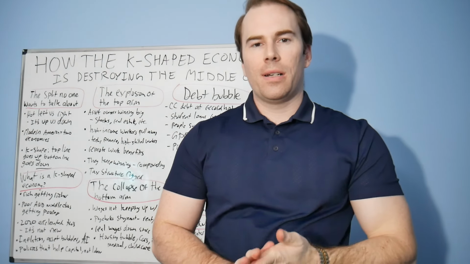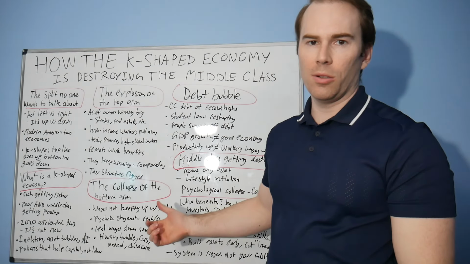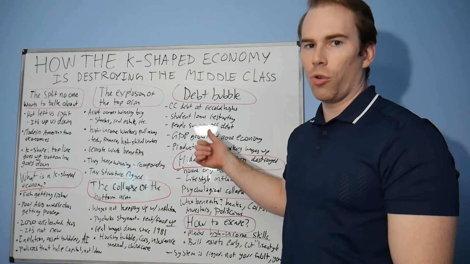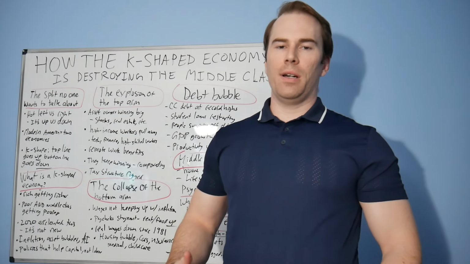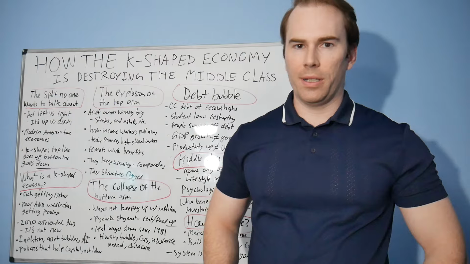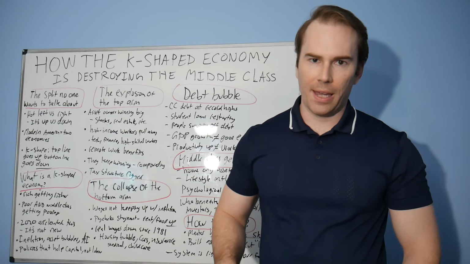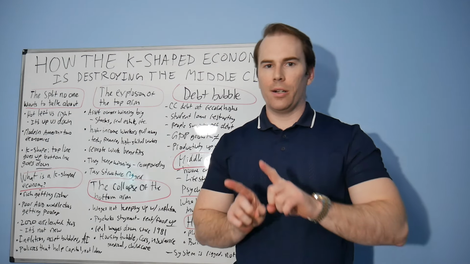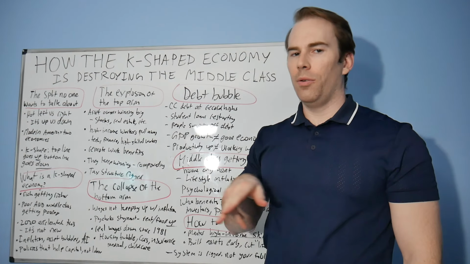All right, today we're going to talk about the K-shaped economy, how it's obliterating the lower class and destroying the middle class. This actually came up from an interview I watched recently where I believe it was an economist who was talking about this idea of a K-shaped economy, meaning there are two prongs, right? One going upwards and one going down.